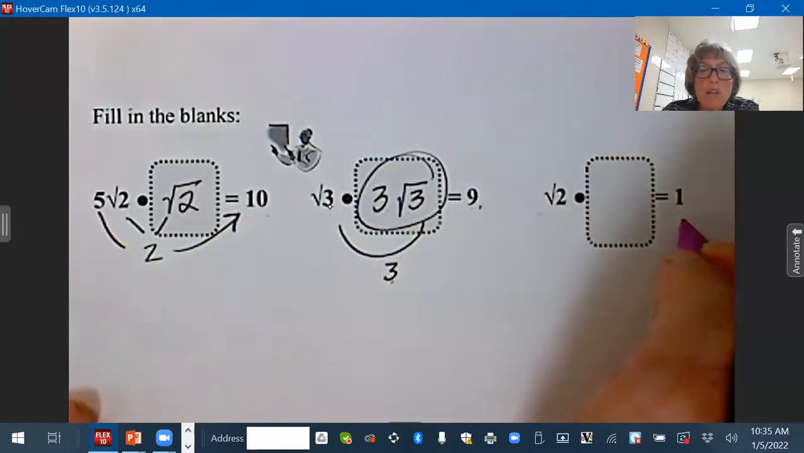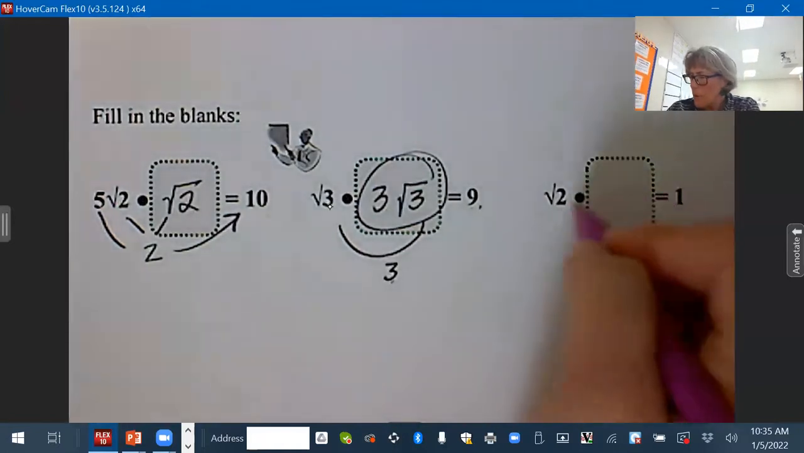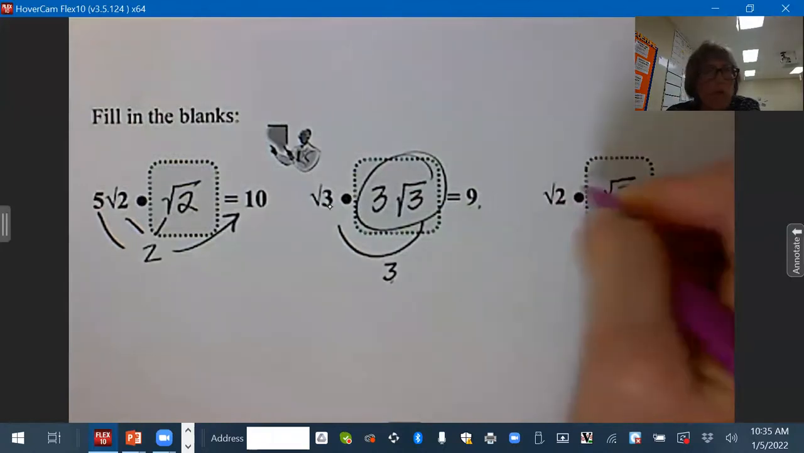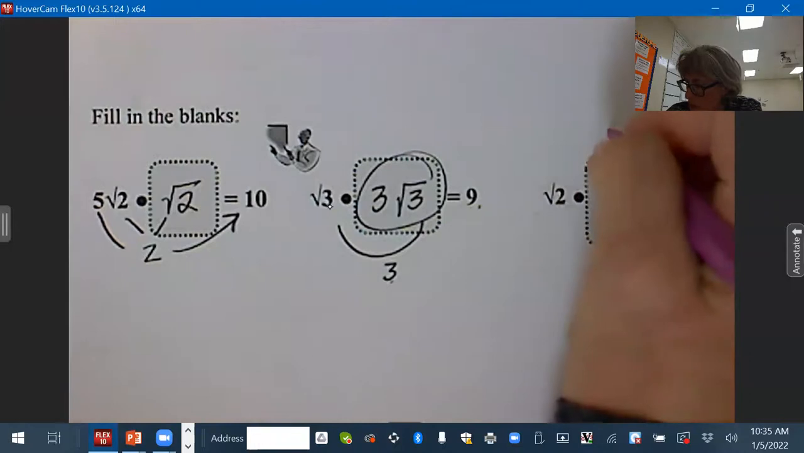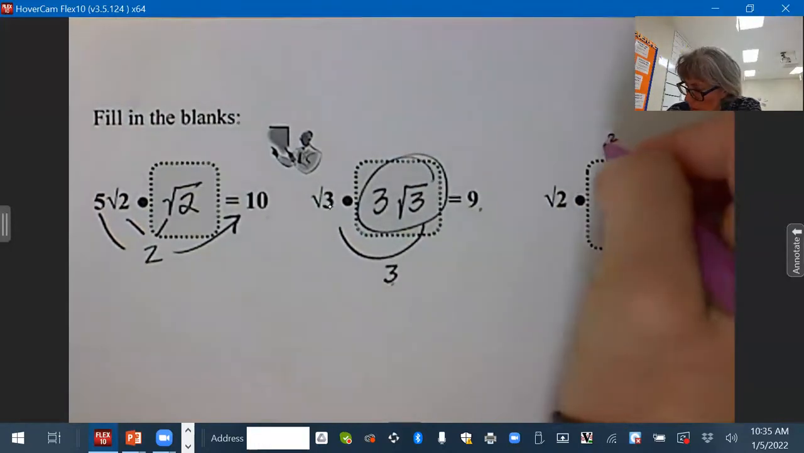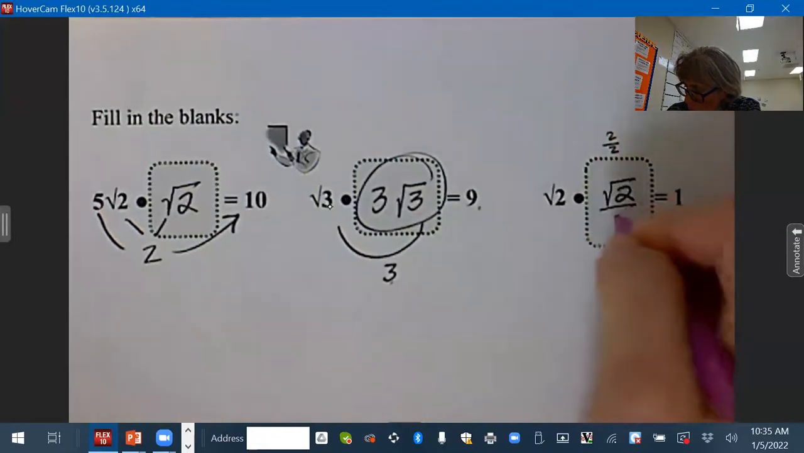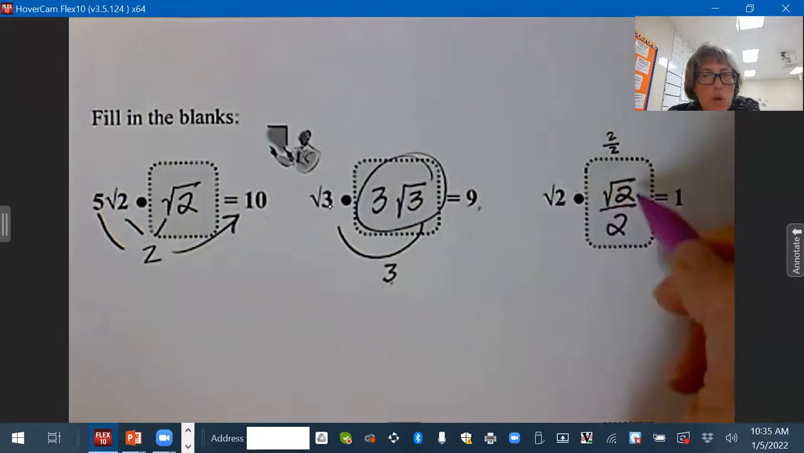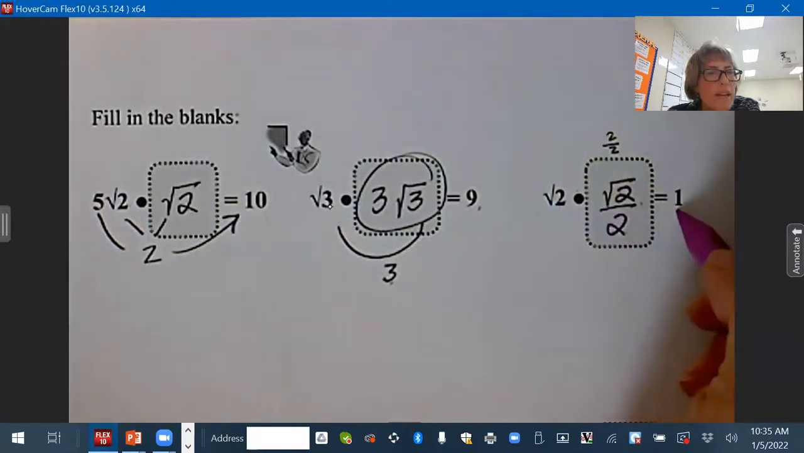Root 2 times what is 1? You're like, now what? Well, I know I need at least a root 2 to cancel that radical. Root 2 times root 2 just gives us a 2. How do I get a 1? I divide by 2. That gets us 1. So root 2 times root 2 over 2 gets you 1.